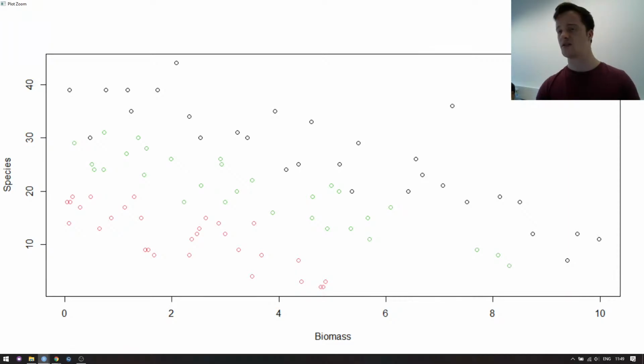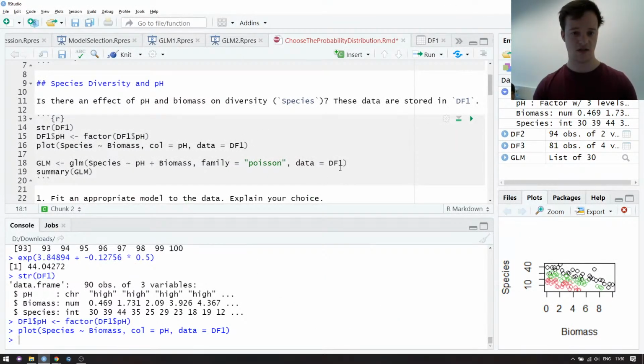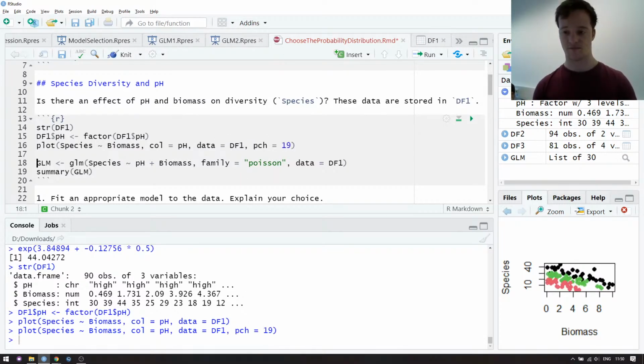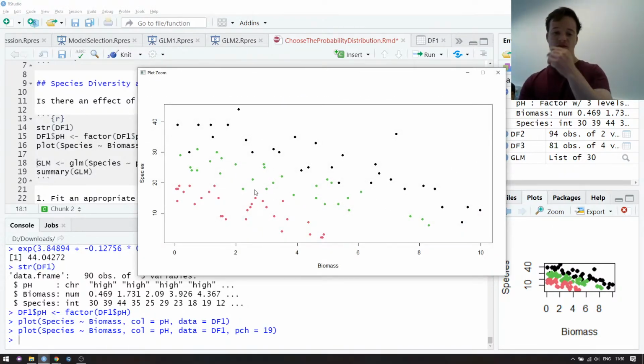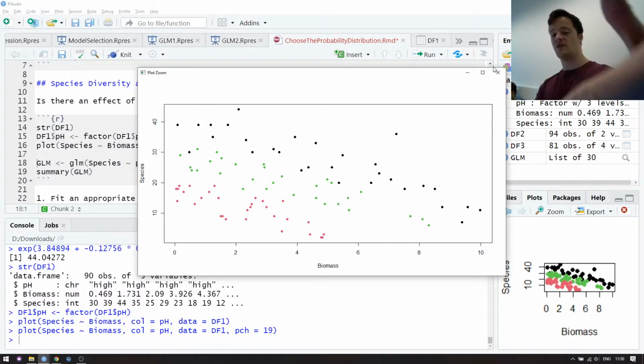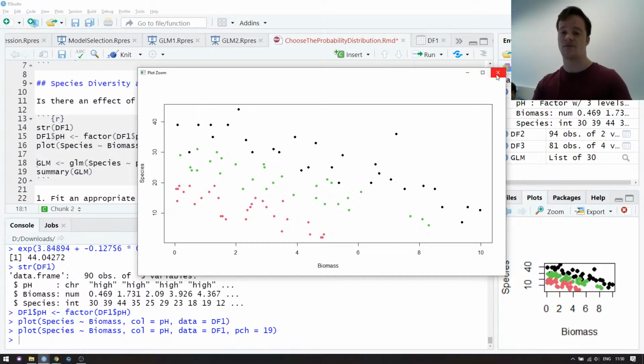Let me make these filled, because that makes it a little bit easier to see on the screen. Okay, this is our plot. If I imagine a curve through here, because we are going to take the logarithm, I don't think they will have a different relationship. I see more or less the same trend in all of these. So based on this, I wouldn't be convinced that I needed an interaction.